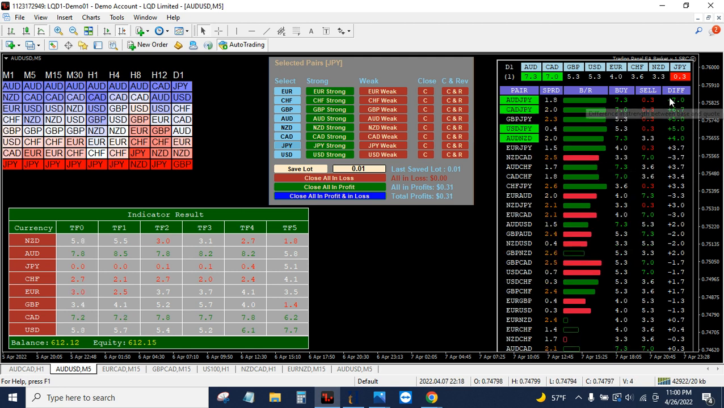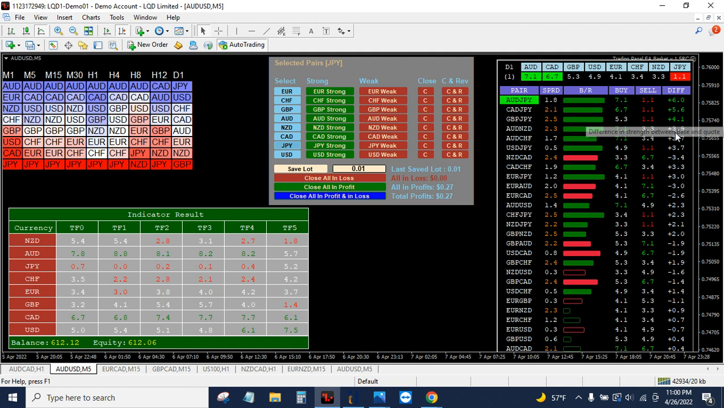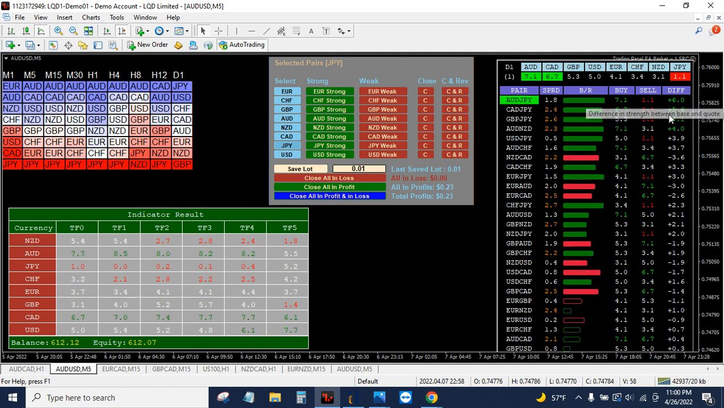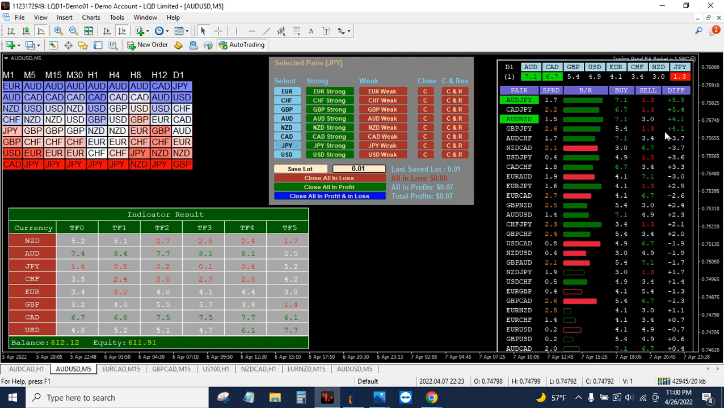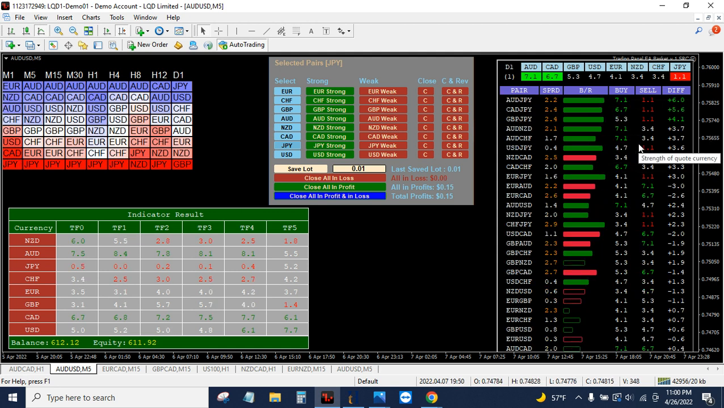So, this is gonna be the main ingredient of the EA. This right here, the difference between strong and weak. So, if my threshold is 4, that means if a currency is plus 4.0 or better, it's going to open a long position. If the currency is negative 4.0 or lower, it's going to open a short position. So it's just that easy.